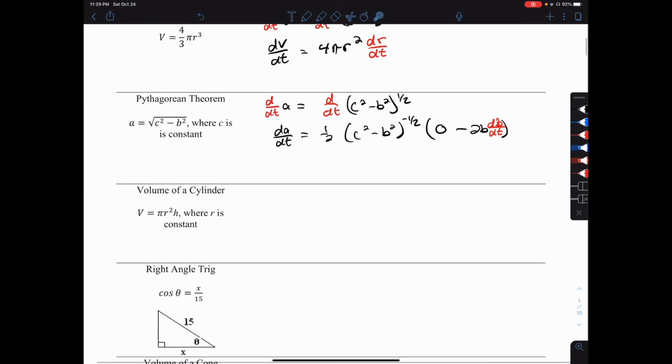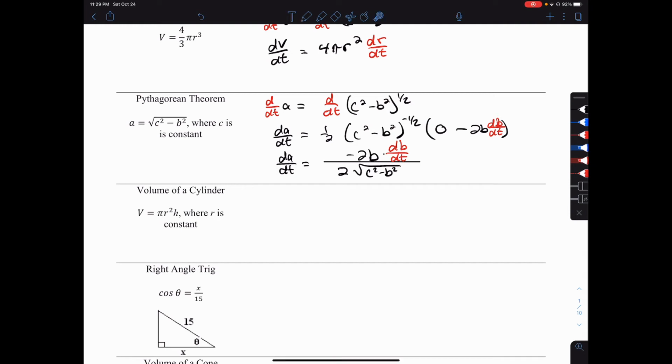I could simplify this a little bit. Yeah, I will simplify this a little bit. So the change in A with respect to time is equivalent to 2 over the square root of c squared minus b squared over negative 2b times the derivative of b with respect to time.